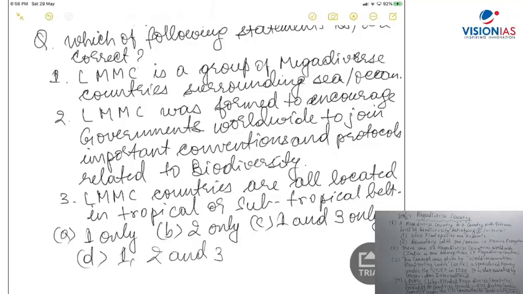Again, I have given a simple question. What will be the answer here? It's a very simple question. Now you can understand that LMMC is a group of countries which is formed there. So what will be the answer here? Now, does it satisfy the mega diverse countries option here?